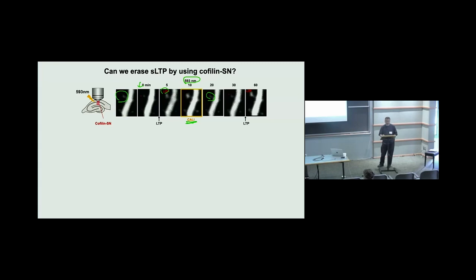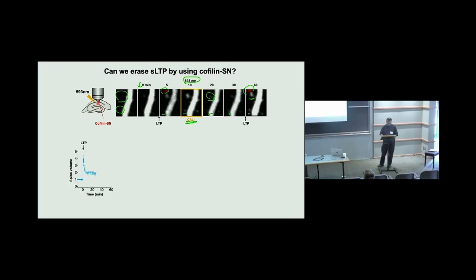Just in case this is non-specific damage to the spine structure, to rule that out, we induce LTP again. So you can see LTP again here. We also look at the other spines, naive spines like this one. This one mostly stays constant. So this is group data.